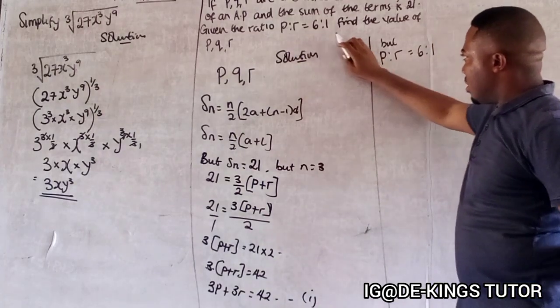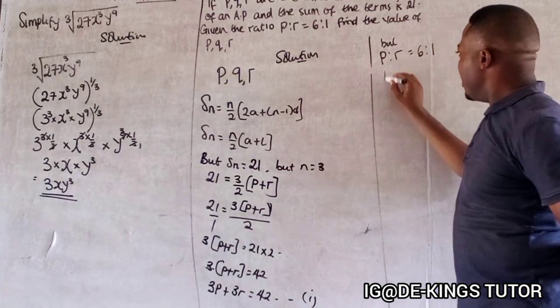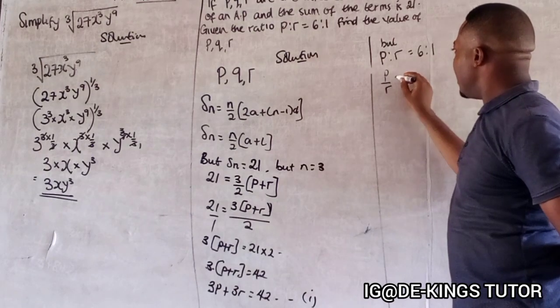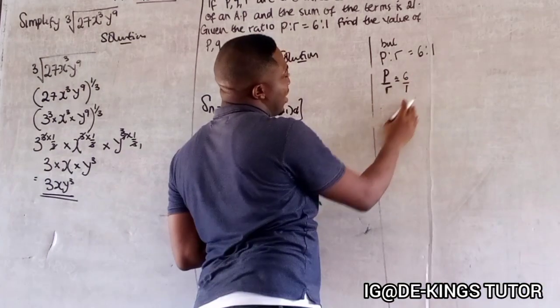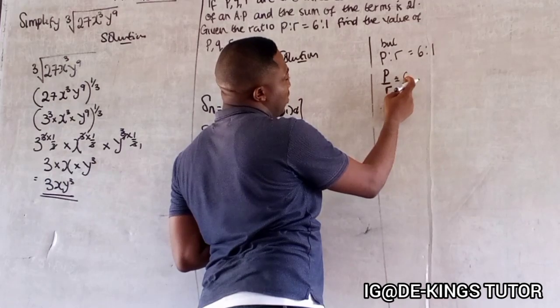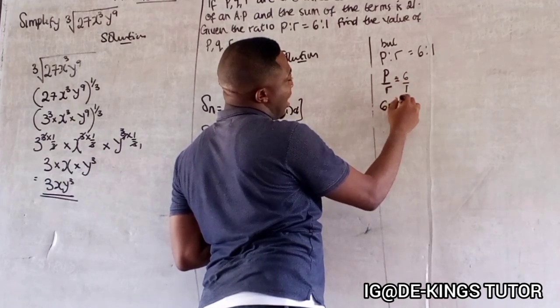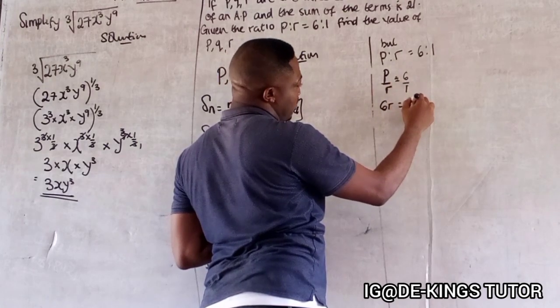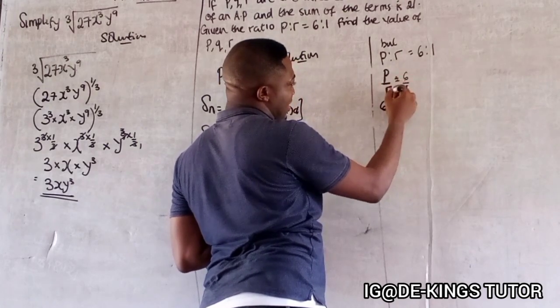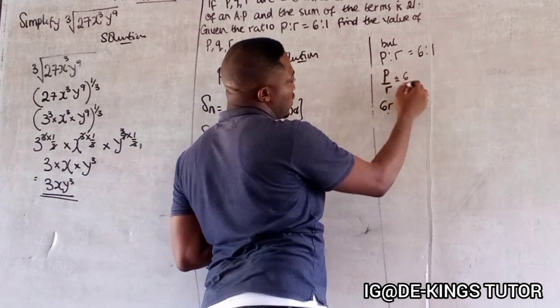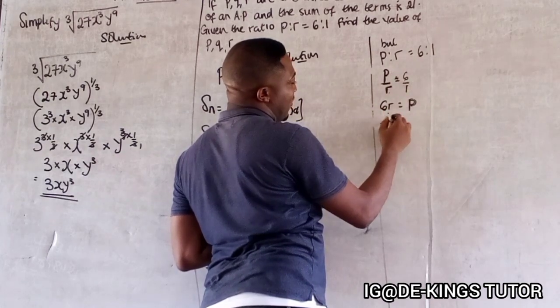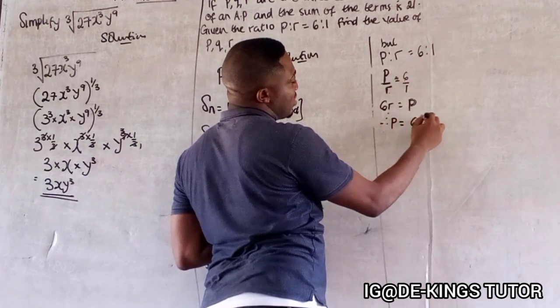That is 6 equals 6 over 1. So it means P over R is the same thing as 6 over 1. Now from here, if we cross multiply, we have 6R equals P, because 6 times R gives us 6R, and P times 1 is P. And therefore, our P equals 6R.